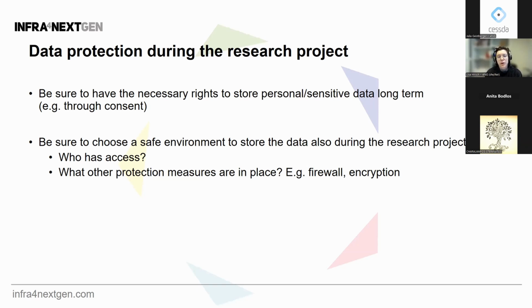And it is also important to think about the environment in which you store the data during the research project. And it is important to think about who has access to that data as well. Who in the research project, are there specific people who have more or less access rights, who work with personal non-anonymized data and who then work with anonymized data? And if there are any other protection measures in place, for example, if the data is encrypted.